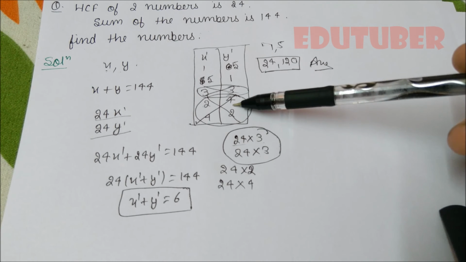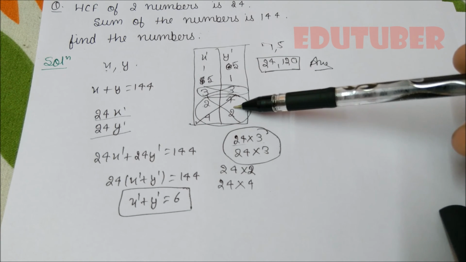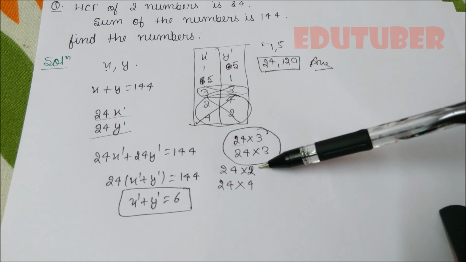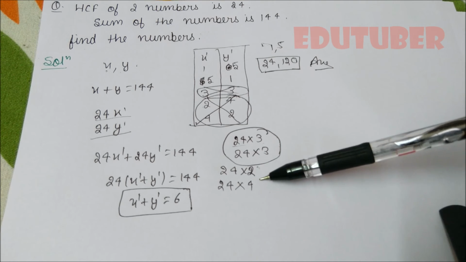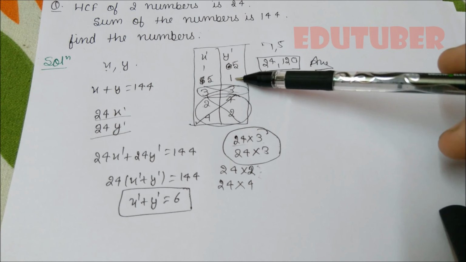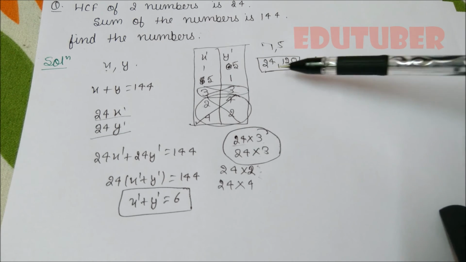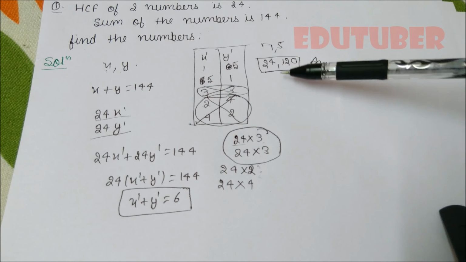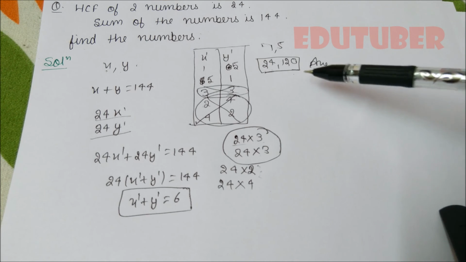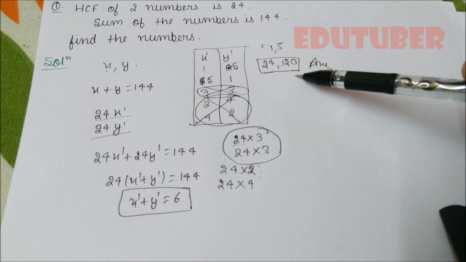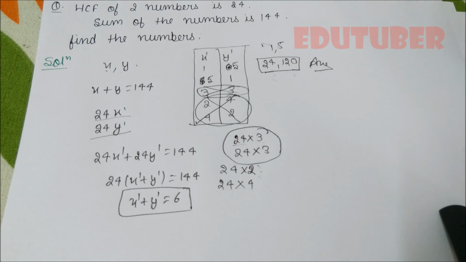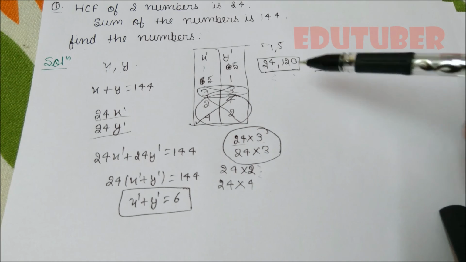Now, x' is 2, y' is 4, or x' is 4, y' is 2. The numbers become 24 into 2 and 24 into 4. The highest common factor again is not 24, it is 24 into 2. The only possibility left is 1 and 5, or 5 and 1. The numbers become 24 and 120. The highest common factor of them is 24. So this is the right answer. We write one is 24, another is 120. We can take 1 and 5 or 5 and 1, it doesn't matter because the arrangement of the numbers does not matter. I hope you got this answer.